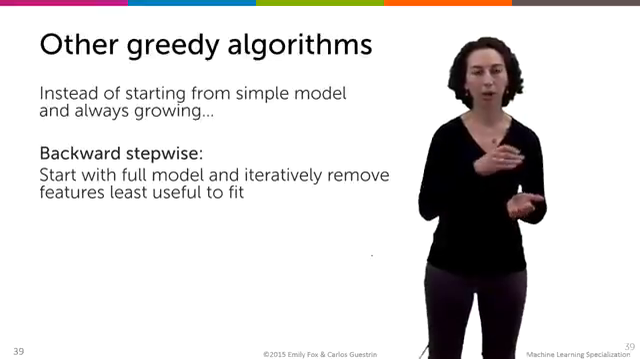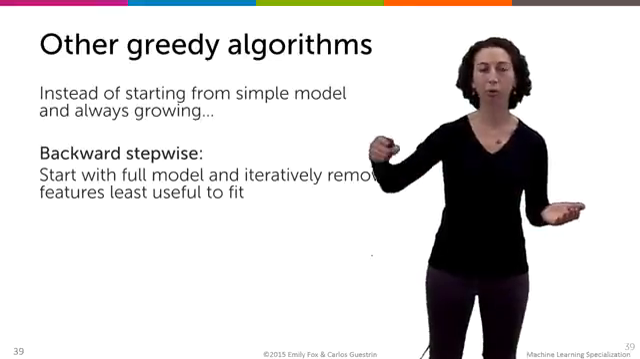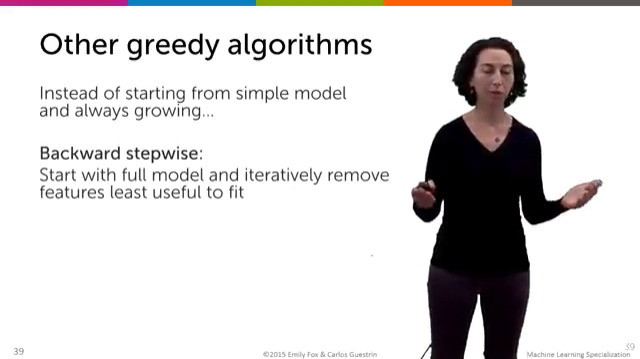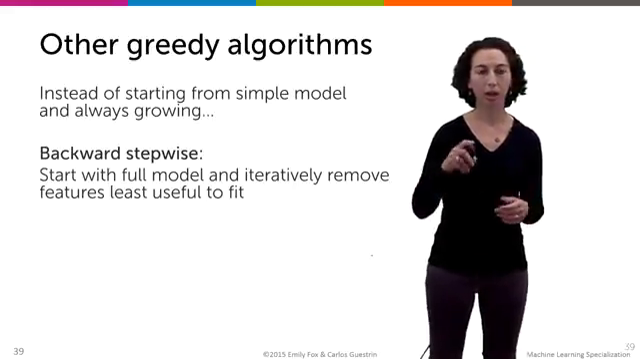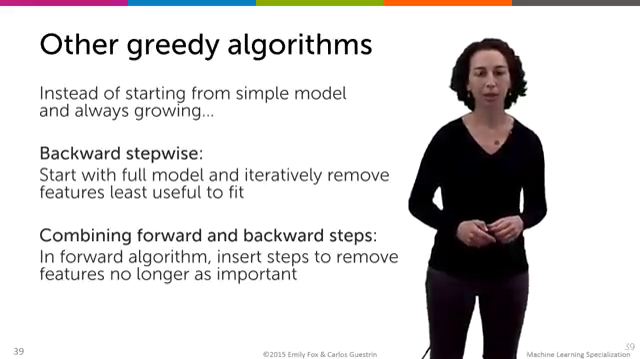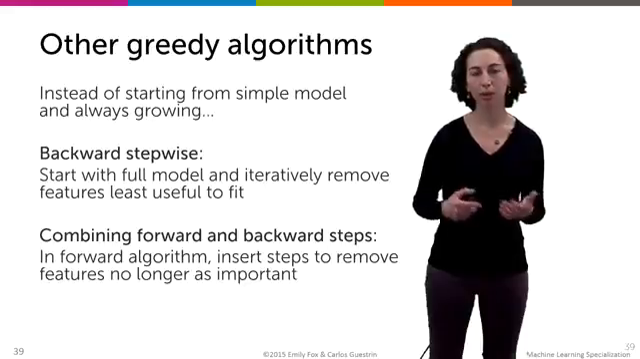As an example, instead of always starting from an empty model and growing and growing, adding more features, you could do the opposite. You could start from a full model and then choose at each iteration which feature to eliminate. But you could also think about combining these steps.